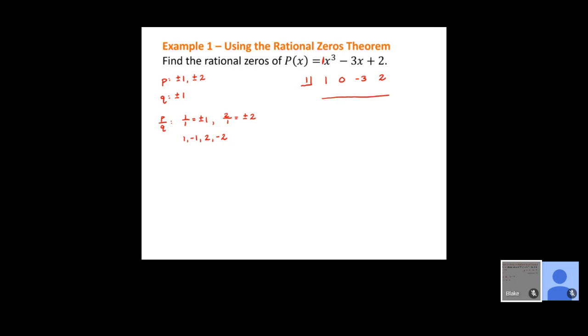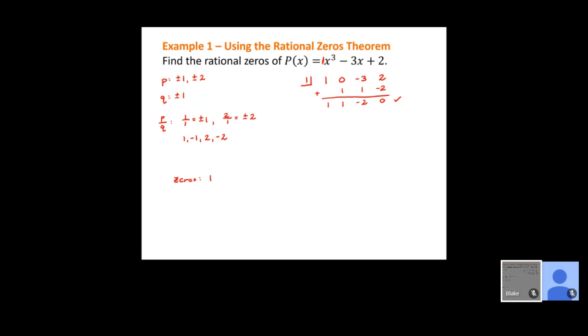As always, we bring down that first term, so bring down the 1. Now we multiply. 1 times 1 is 1. Now we're adding. 0 plus 1 is 1. 1 times 1 is 1. Negative 3 plus 1 is a negative 2. Negative 2 times 1 is negative 2. And 2 plus negative 2 gives us 0. In this case, because we get 0 as the remainder, that tells us that this is one of our zeros now, right? So in terms of listing out our zeros, we know that positive 1 is one of those zeros.